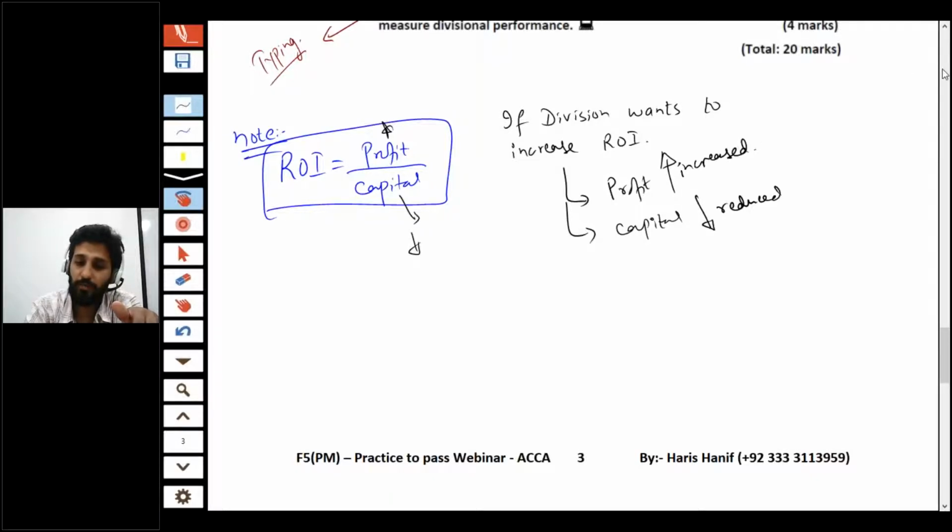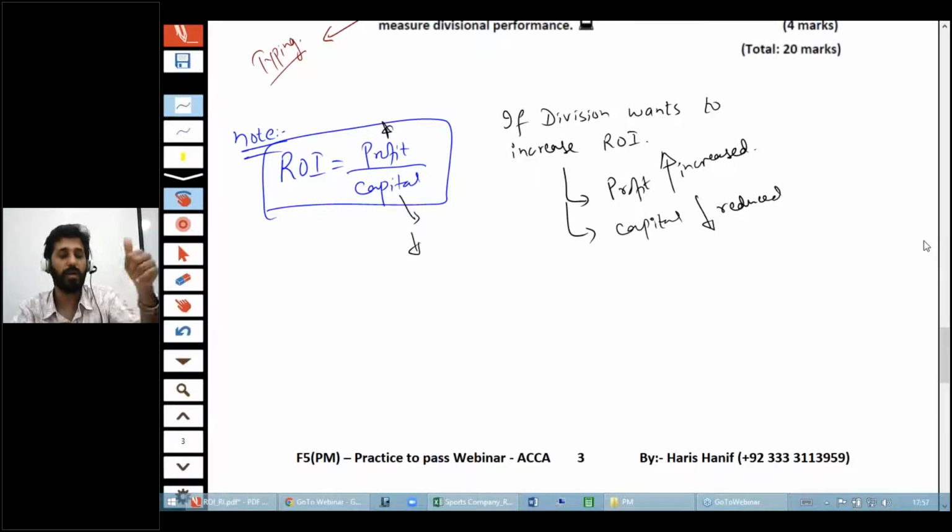Now imagine if you are giving me the target that I should be focusing on maximizing the ROI, I will prefer two things. Number one, everything which will increase my profit, and everything which will reduce my capital base. Giving the target to someone is actually giving the mindset to someone.